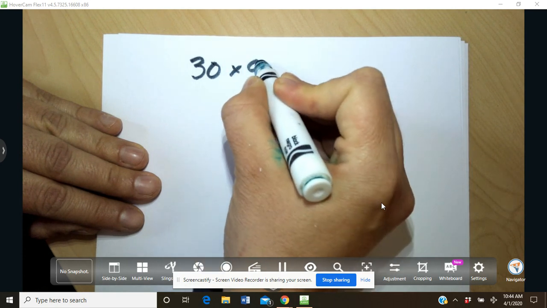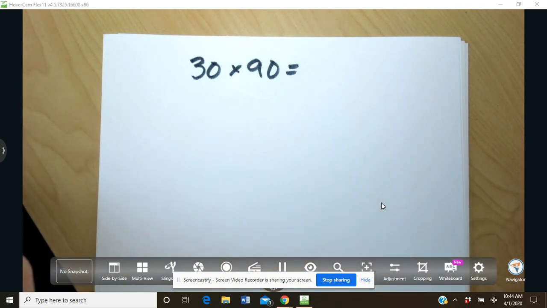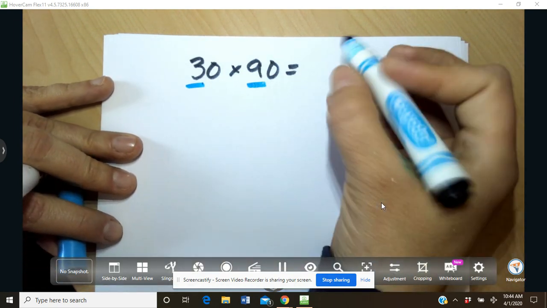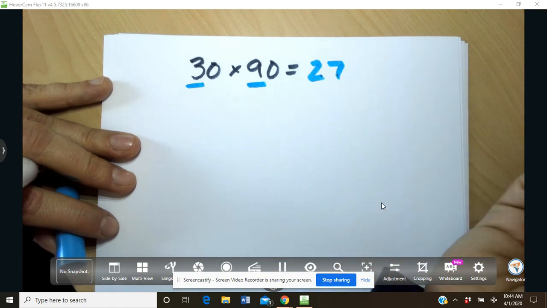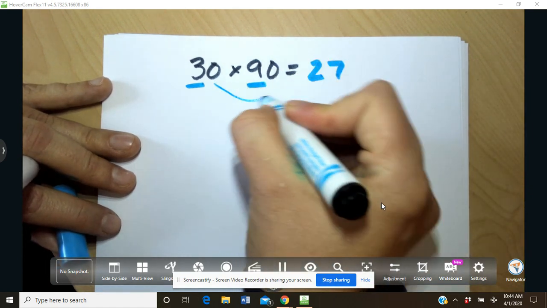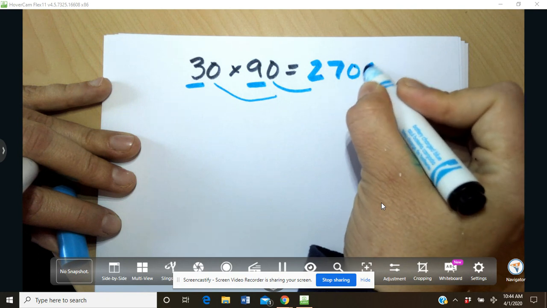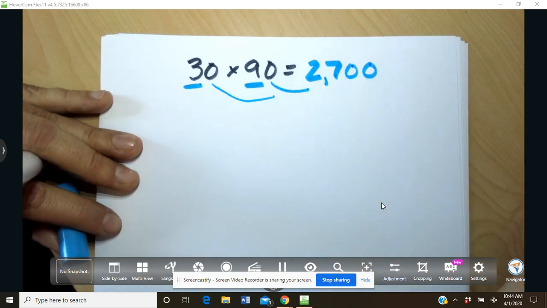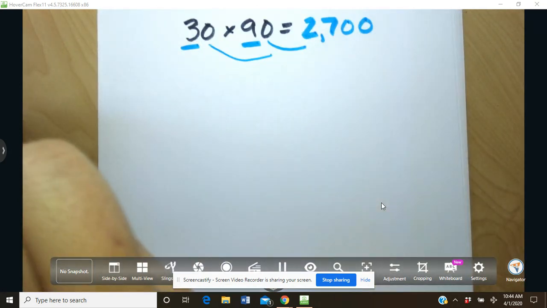If we had the problem 30 times 90, we can use our basic facts to help us solve that. We know that 3 times 9 is our basic fact. 3 times 9 is 27. We then just have to carry our two zeros over to our answer, making it 2,700. Let's look at another one.